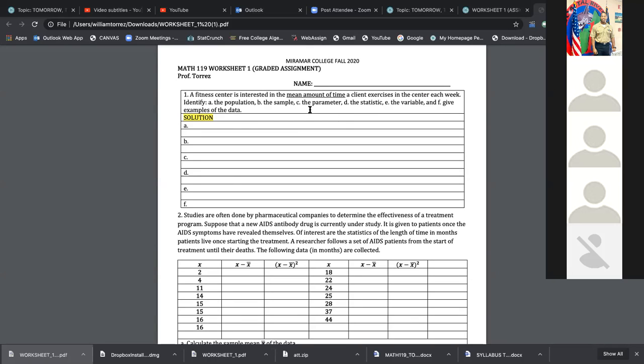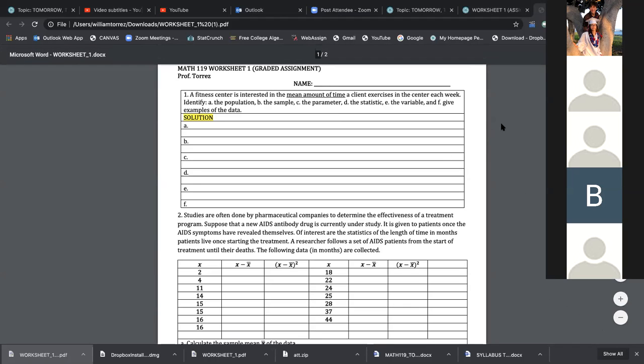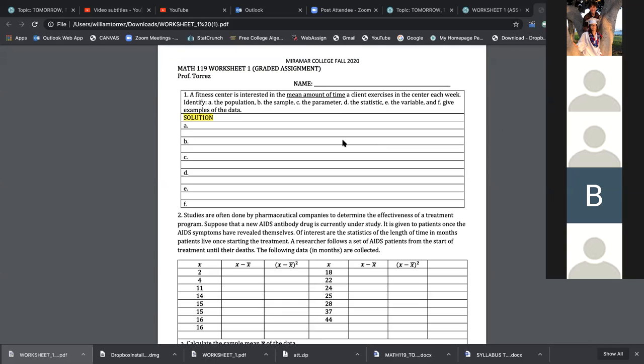I guess my question would be identifying and differentiating the difference between population and parameter, sample and statistic. I guess I'm a little confused about the difference between them.